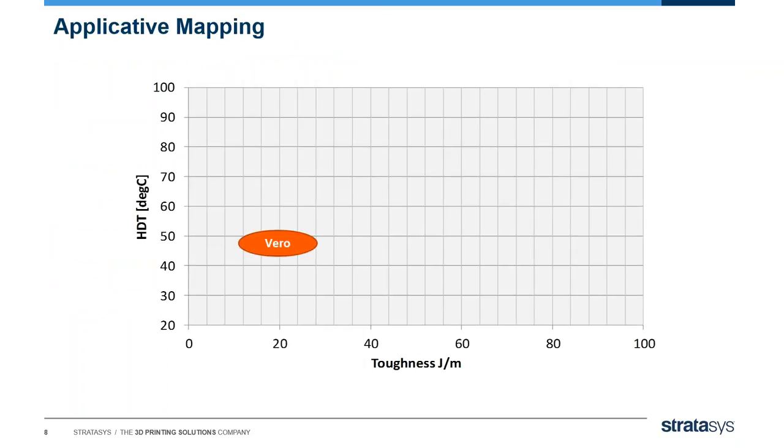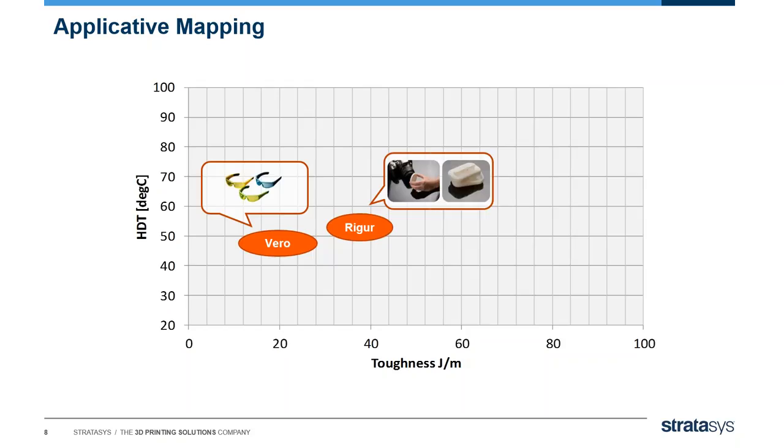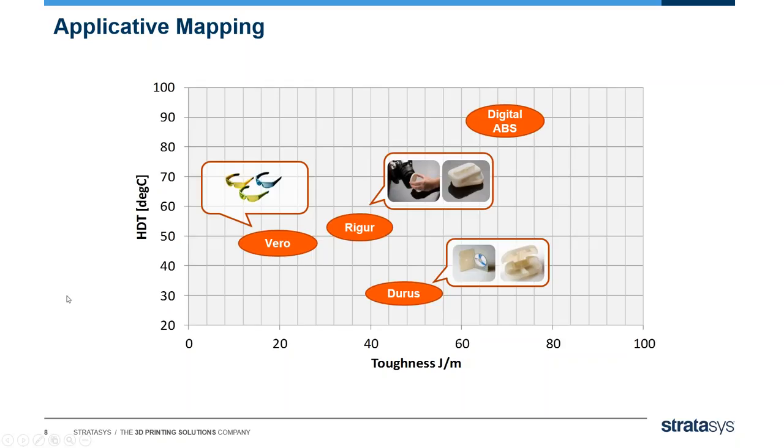Again, a little bit closer application mapping and the comparison between our Vero materials, the new rigor we talk about, Durus, and digital ABS. As you can see, in the temperature range, rigor is above Vero and of course above Durus material. And in the toughness, rigor is located between Vero and Durus material. Sorry, one picture is missing.